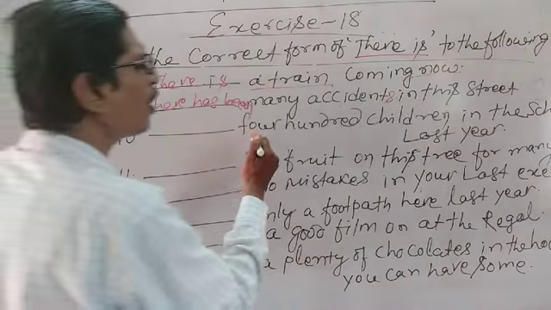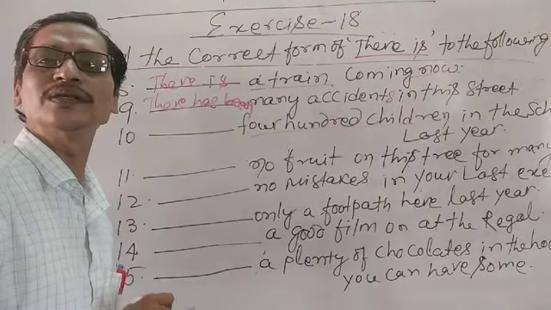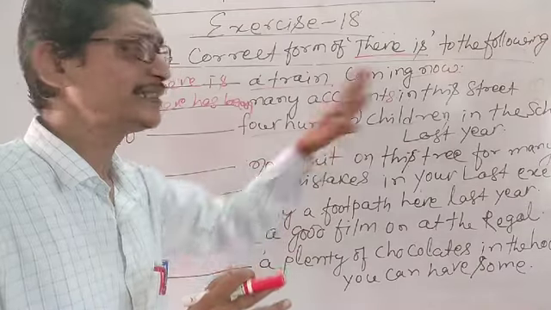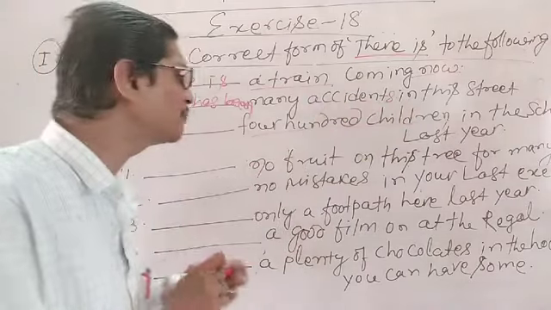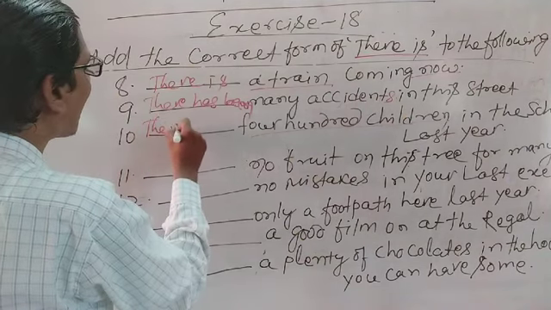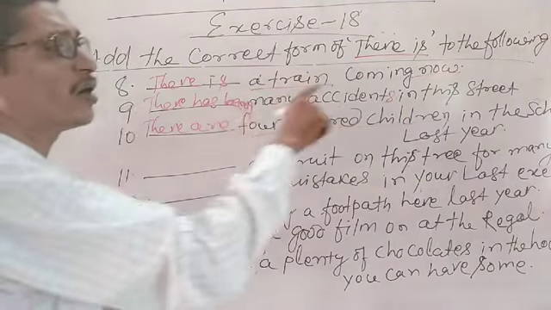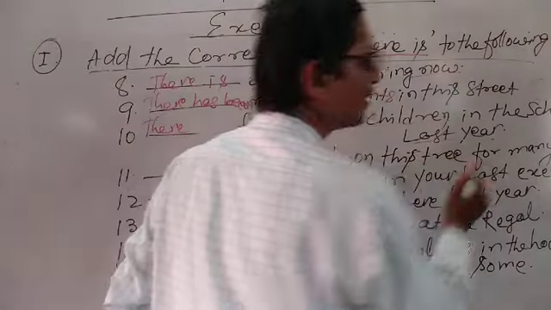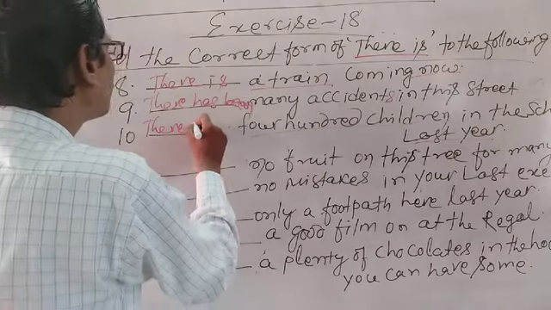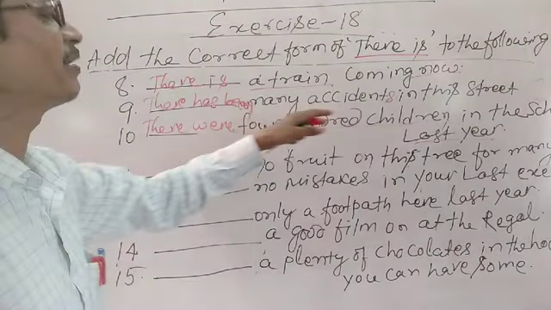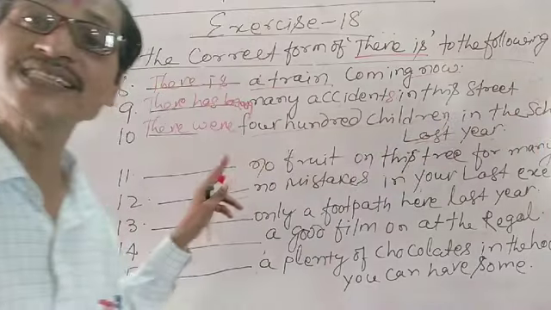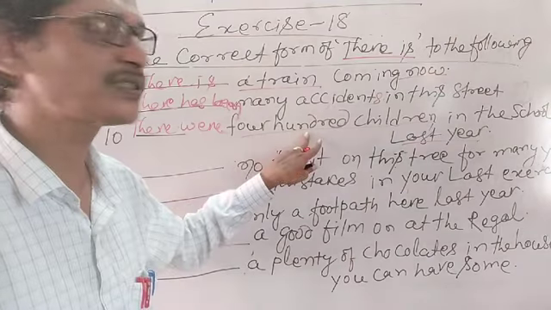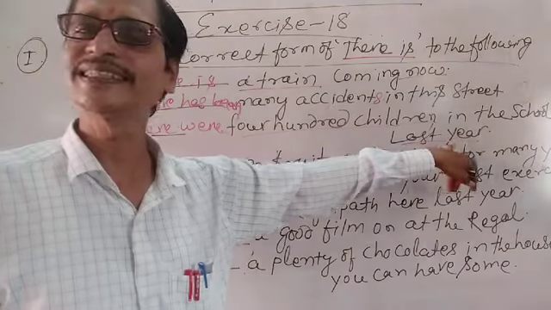There are 400 children in the school. So 400 children means it is talking about the plural subject. In the school means it is talking about the present time. So we can write there are 400 children in the school. Sorry, it is talking about last year. Last year means it is past time. So what we will use? There were 400 children in the school last year. Understand? Therefore we have used there were because it is the plural subject and we used were because it is the past time.